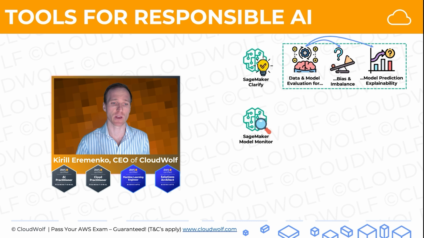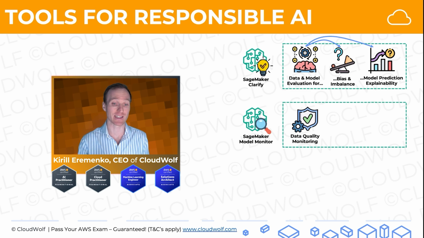The second tool to keep in mind is SageMaker Model Monitor. Again, it does come up on the exam quite a bit. What this tool is used for is data quality monitoring in an ongoing way. So SageMaker Clarify can help you evaluate one-off if the data has bias or imbalances and things like that, whereas SageMaker Model Monitor can do that in an ongoing way. If you see things like data drift on the exam, then that might be related to SageMaker Model Monitor because it can find those things.